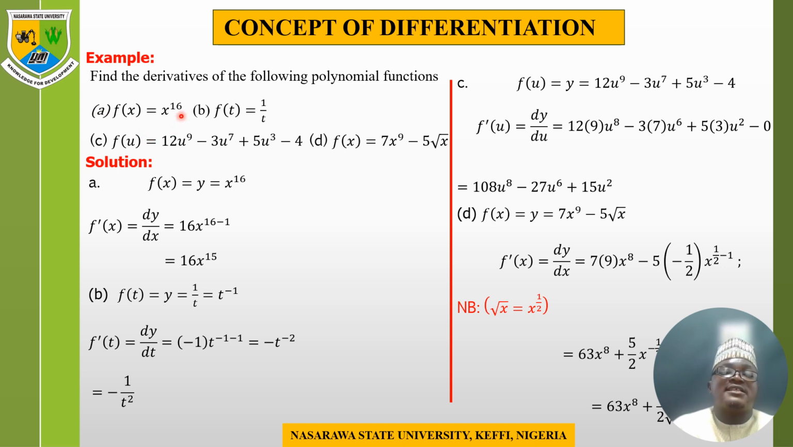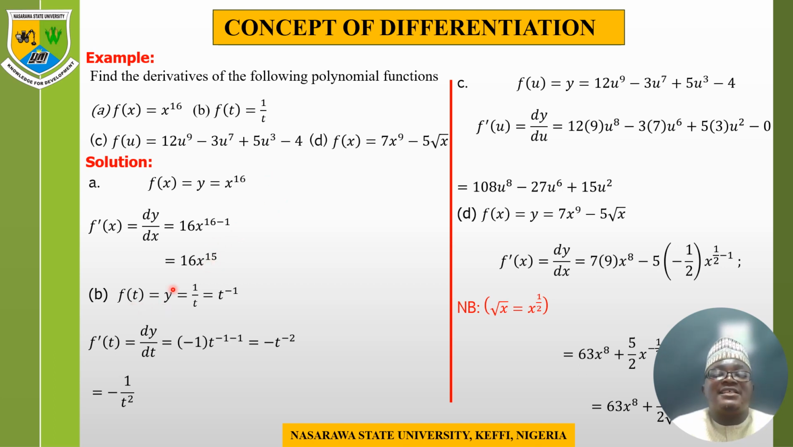The first one is x raised to the power of 16. Then the next one is b, f of t equal to 1 all over t. Then the next one is this one. If you look at it, it's just simple, it's direct. The power of x here is 16, and the coefficient of x is 1. 16 times 1 will get 16. When you minus 1 from the power of x, 16 minus 1 will get 15. That is for the first one.